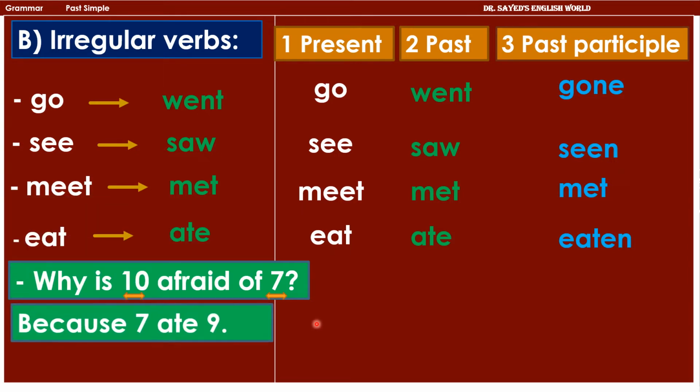Anyhow, the answer is because 7, 8, 9. And by the way, 8 has the same pronunciation of the number 8. Okay? نفس نطق 8 هو نفس the past form of the verb eat. نطق الرقم 8 هو نفس نطق التصريف الثاني للفعل eat. So 8 the number and 8 the past form of verb eat are the same.